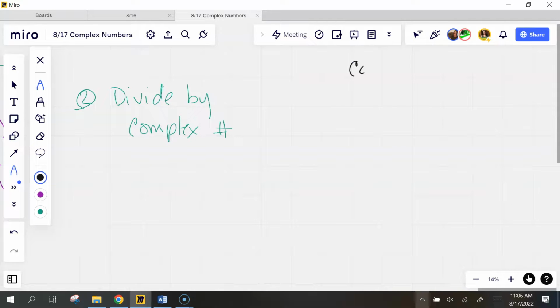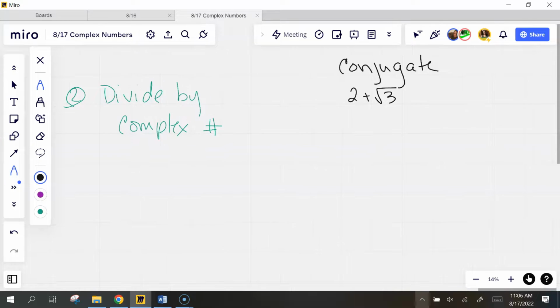Okay, but not in math. A conjugate has to do with square roots. If I have something like 2 plus the square root of 3, the conjugate of 2 plus the square root of 3 would be 2 minus the square root of 3.